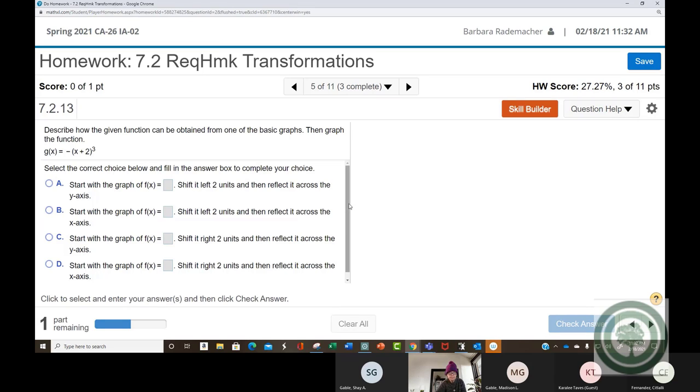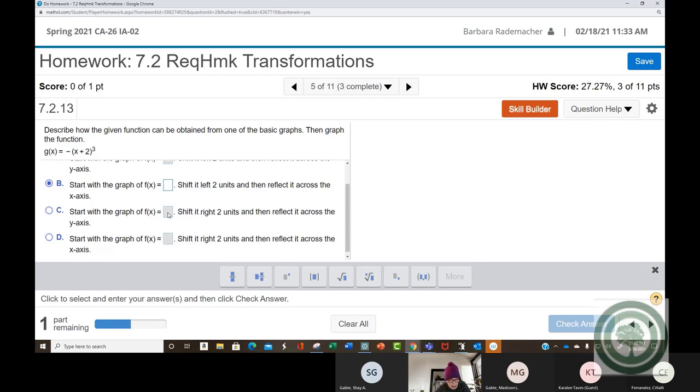So that's what we're going to write here. Start with the graph of y equals x to the third, and then this says reflect across the y-axis, so I throw it out. Reflect across the x-axis, shift left 2 units, yes. If you said shift right 2 units and reflect across the x-axis and it were a test, I would give you partial credit for that. But the true answer is you're moving to the left 2 units. So shift left 2 units and then reflect across the x-axis. So B is what I'm going to choose.